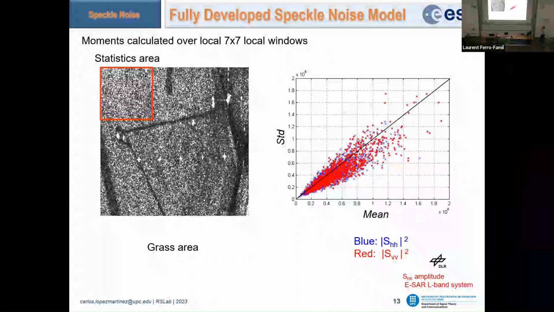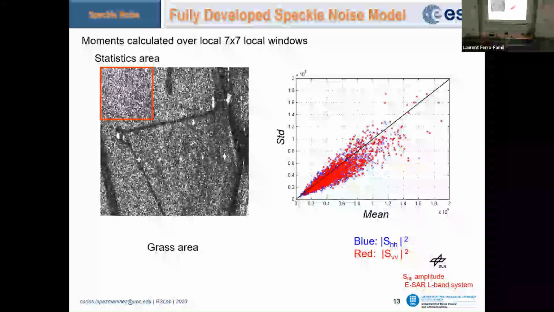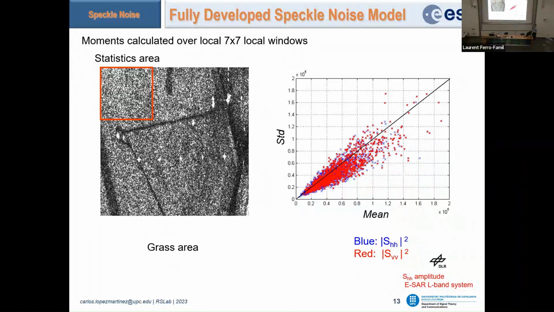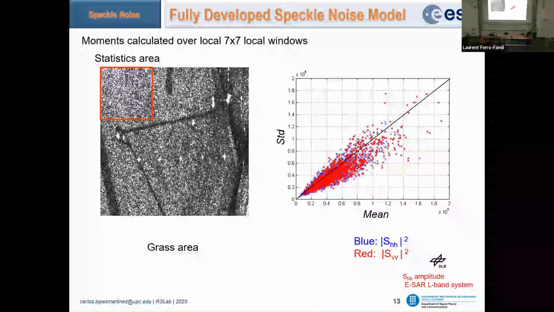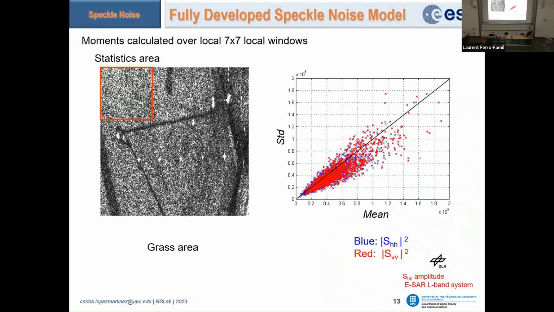So here I have one image. I took this red square where I calculate, through patches, the mean and the standard deviation of the HH and the VV channel. And as you can see, the mean is equal to the standard deviation, so everything is close to the slope 1 line. So it means that to handle speckle, we cannot increase the power of our SAR system, because this doesn't work. So we have to tackle or remove speckle in different ways.